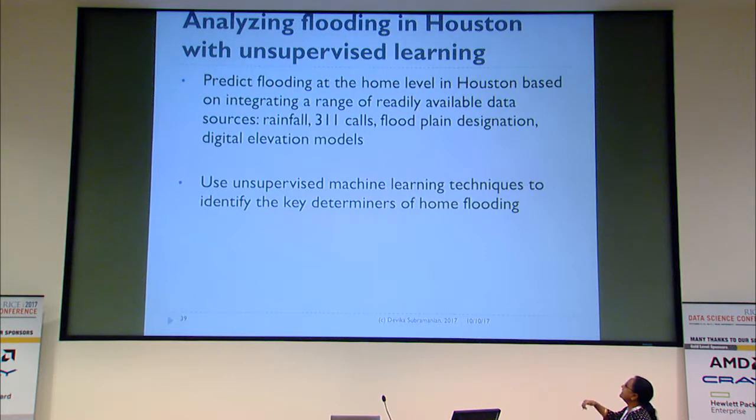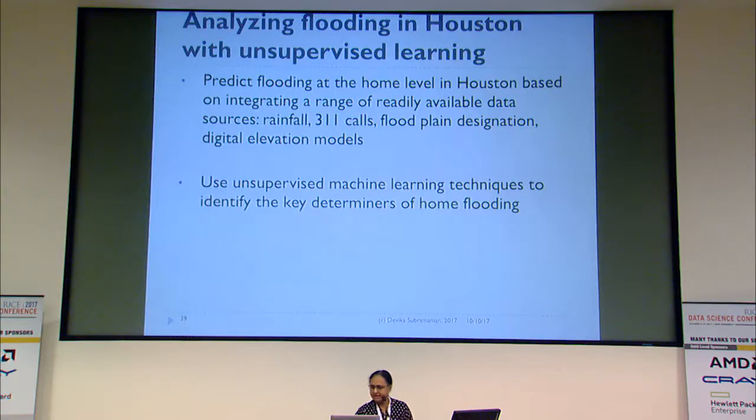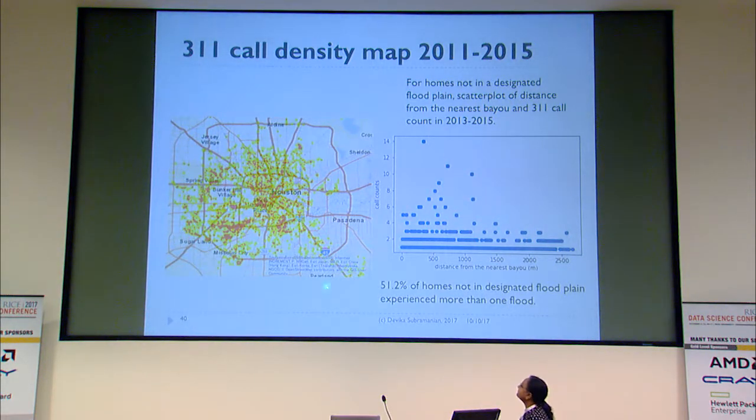I would like to use available data sources: rainfall, 311 calls, which we make when we're at home and need rescue during a flood, floodplain designation, and digital elevation models. So I'm going to show you the 311 call density. Anytime you experience any of these events, you can call a service, and they record data. This is 2011 to 2015. Can you tell which areas in Houston get flooded a lot? Why should we not use this to actually make predictions rather than simulate the soil chemistry of Houston? We could actually do quite well, is what I want to say.